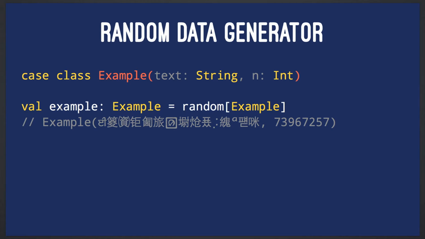Again, really simple. Suppose that you have a case class Example with a text and an n. All you have to do is just say, give me a random instance of Example. And we will reuse ScalaCheck to do all the work for us.